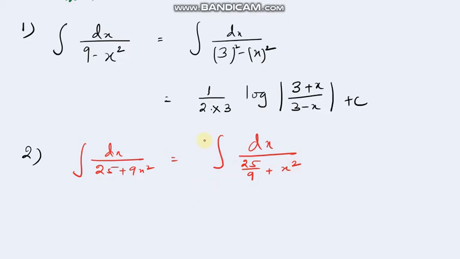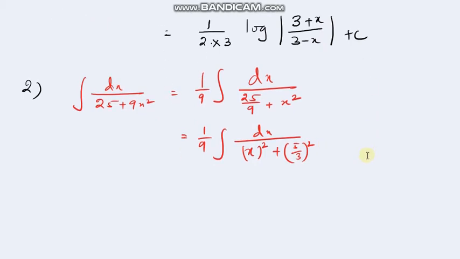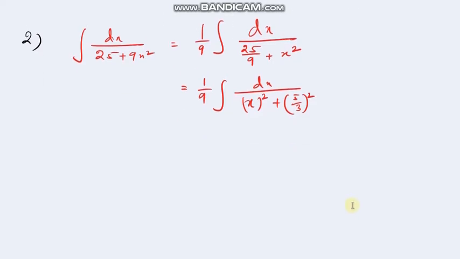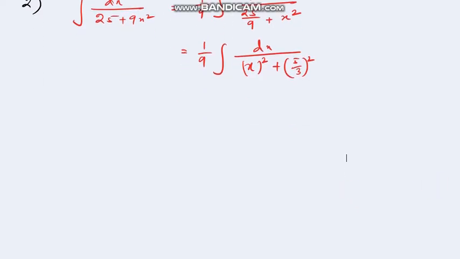Can you do this? So 1 by 9 will go outside, right? If I do this now, it will be integration of dx divided by x square plus 5 divided by 3 whole square. So what's the benefit of doing this? Because if you do this, you can directly apply the formula. Otherwise you have to substitute and then again you can apply the formula.